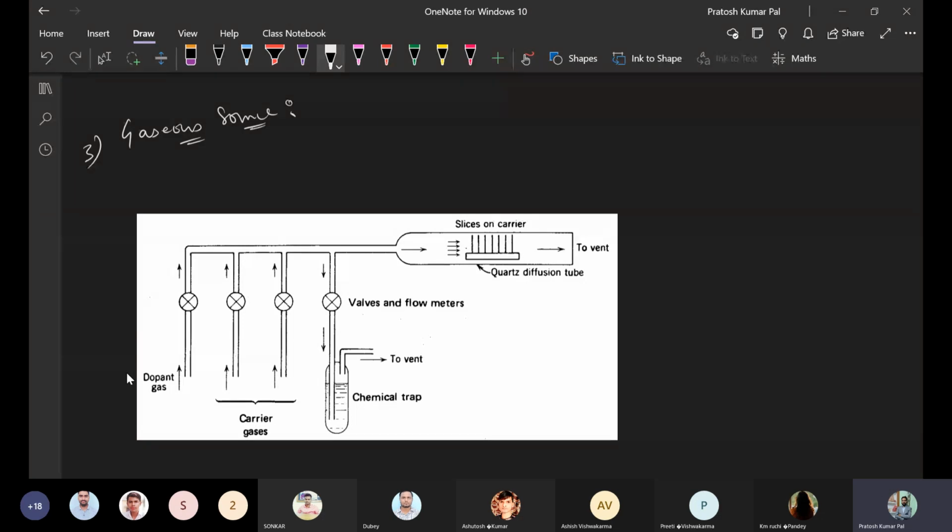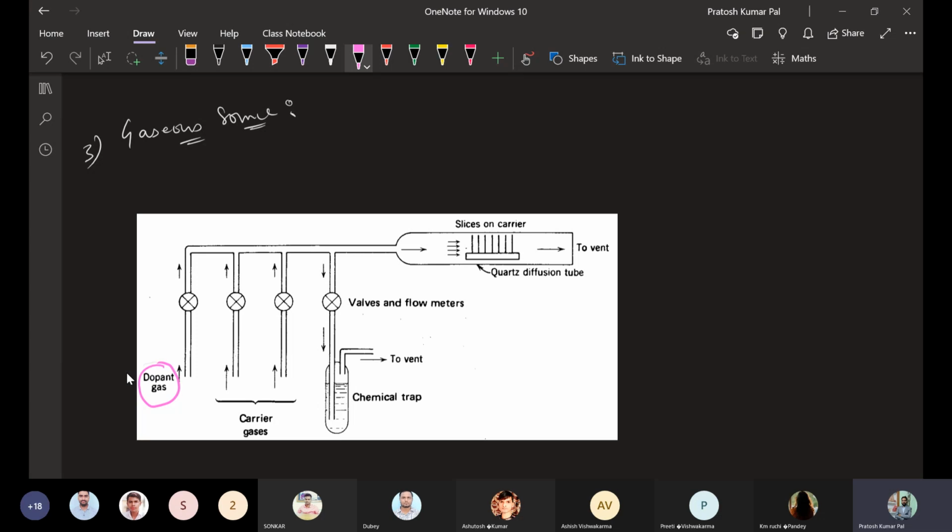In the case of a gaseous type of source, we are going to use a carrier gas. The carrier gas will be used in all cases, and separately we provide the dopant gas. The carrier gas only helps in moving this dopant gas so that it reaches the silicon surface where diffusion is going to take place. So the carrier gas takes the dopant gas atoms to the silicon surface.